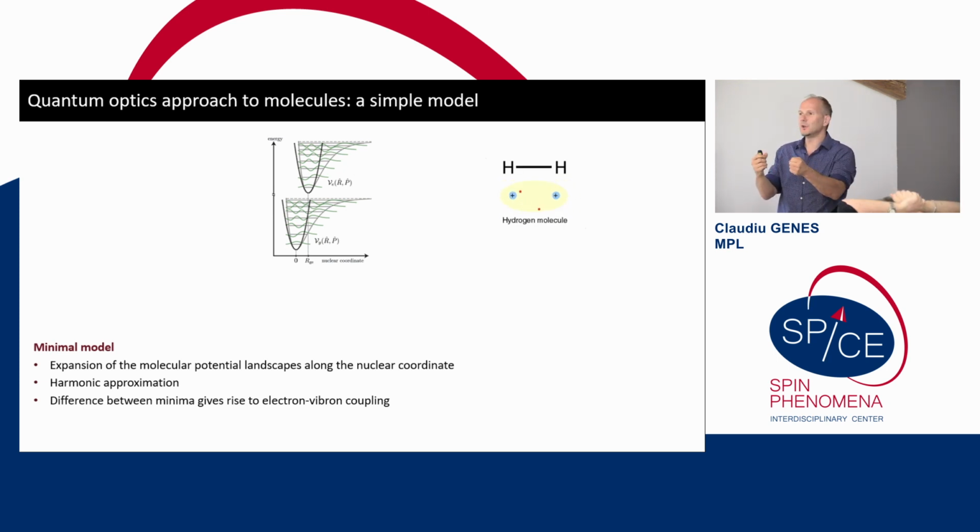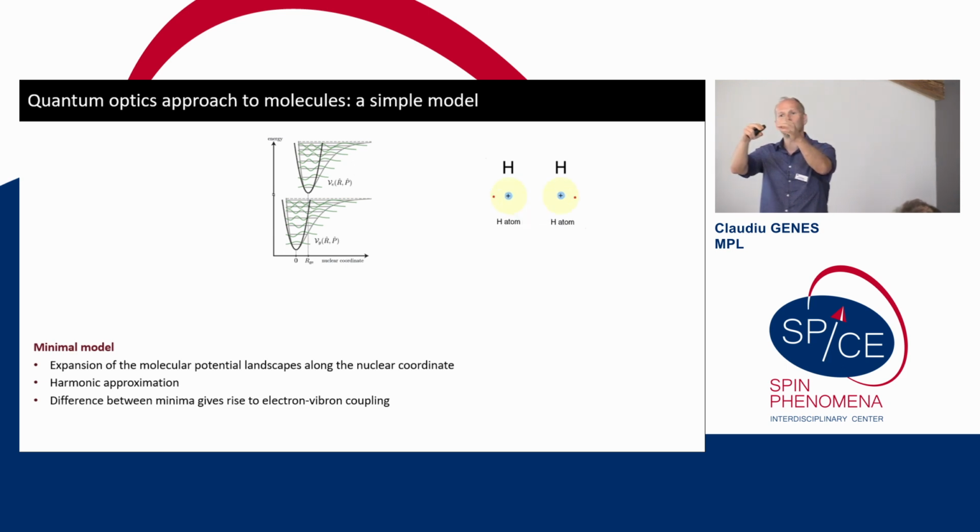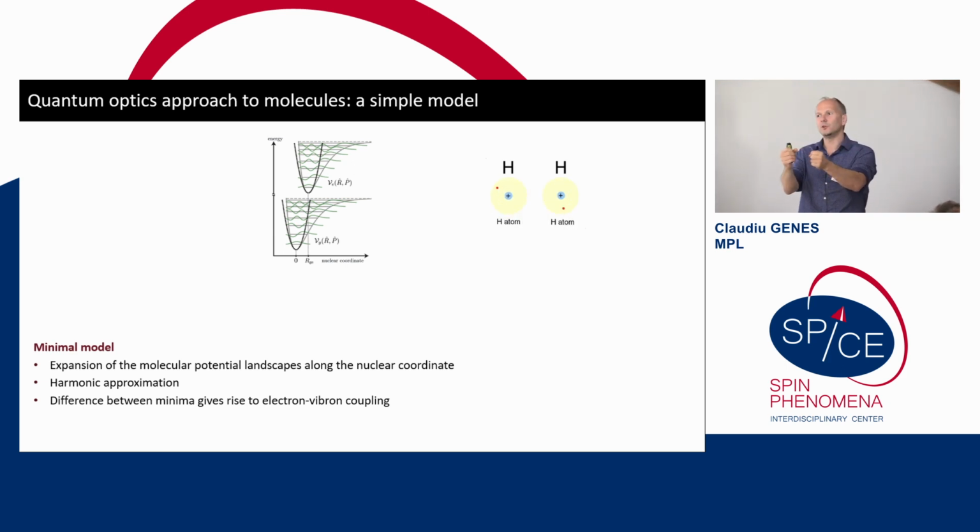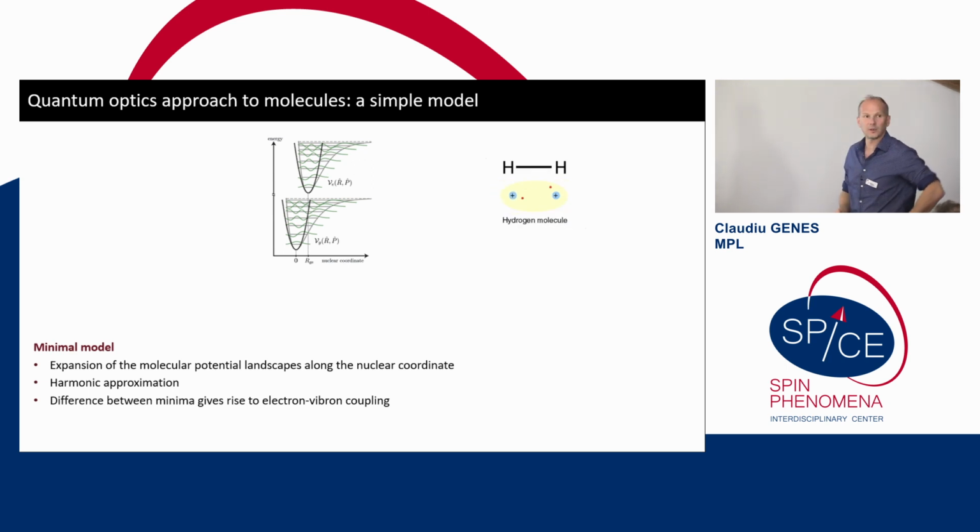What this difference means is that if my electron is in the ground state, then the nuclei are at some distance of 3 angstrom, for example. If now the electron goes to the excited state, maybe the shape is a bit different, so the nuclei can go a bit farther away to reach equilibrium. And this is what gives rise to the electron-vibron coupling in this case.